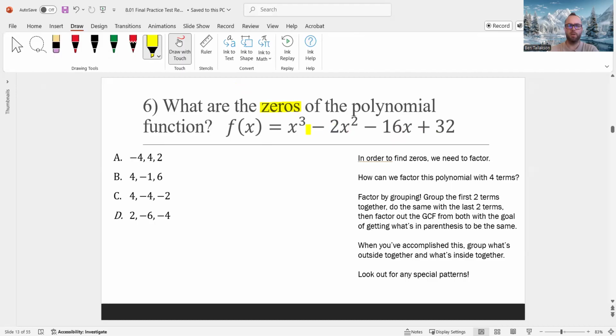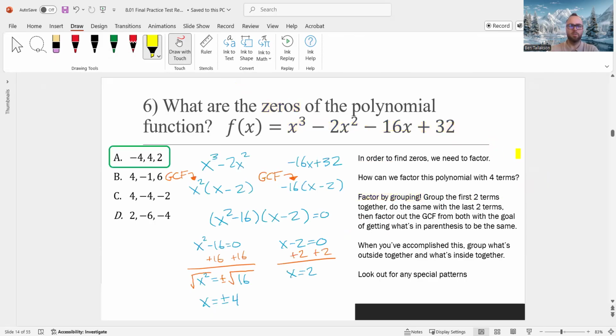Now, how many terms do we have here? I see 1, 2, 3, and 4. So we should be thinking factor by grouping, and that's exactly what we're going to do. So factor by grouping, remember, means you take the first two terms, you group those together, and you factor out a GCF. So here we go.